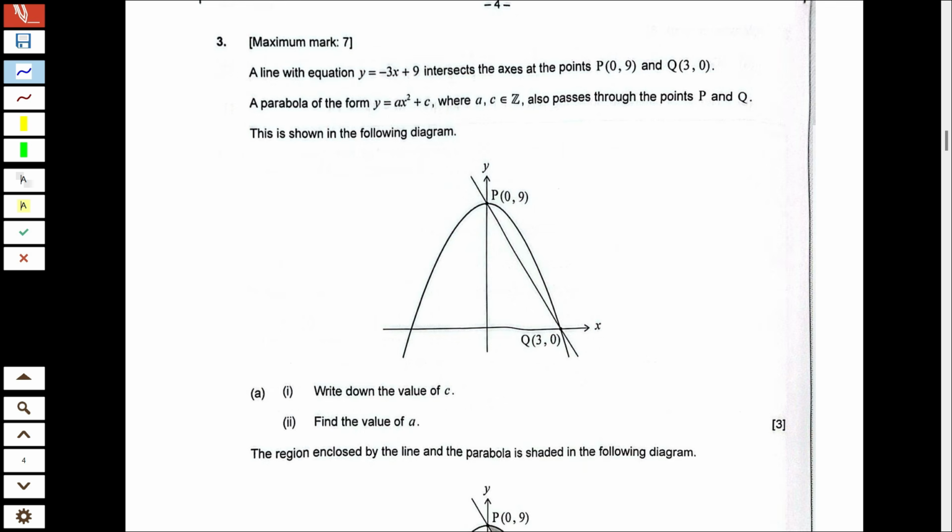So we know that the parabola also passes through P and Q. We can also plug these points into this equation.